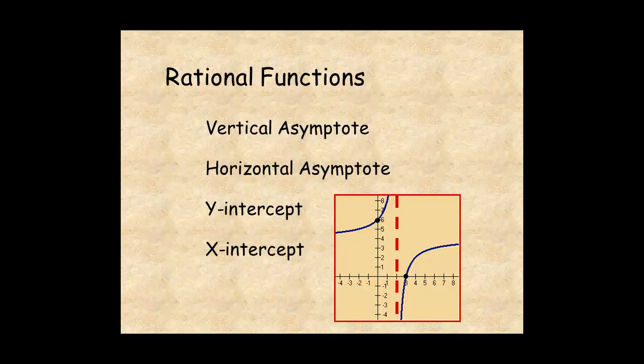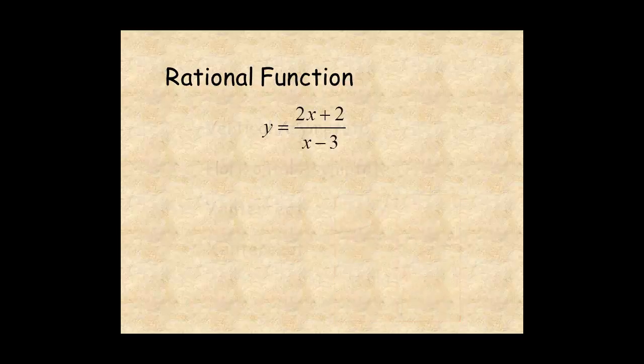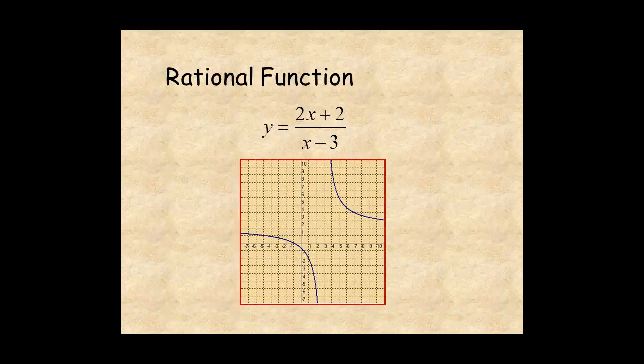The horizontal asymptote is a horizontal line. The graph approaches away from the VA, curving down from above or up from below. The y-intercept is where the graph crosses the y-axis, and the x-intercept is where the graph crosses the x-axis. This lesson shows how to graph the rational function y equals 2x plus 2 over x minus 3 and variations of that function.